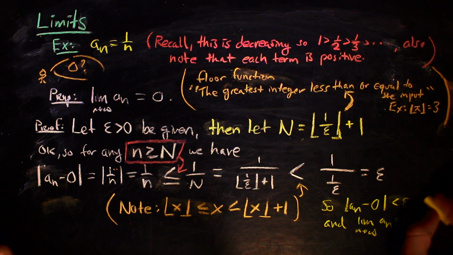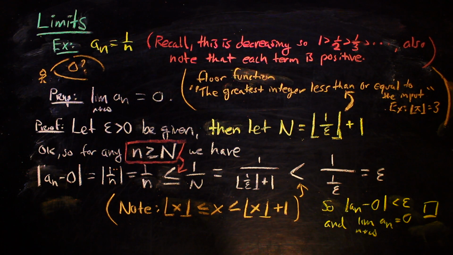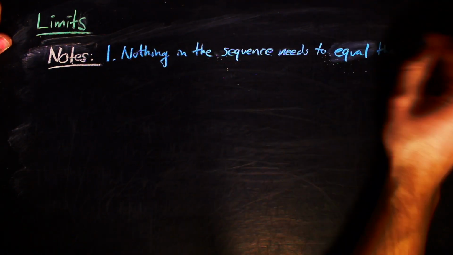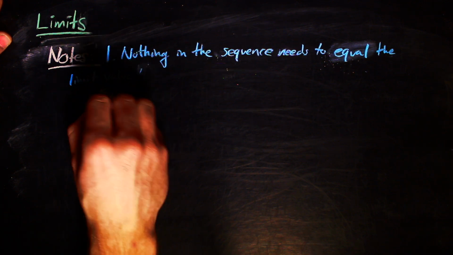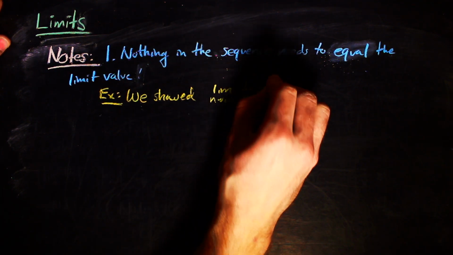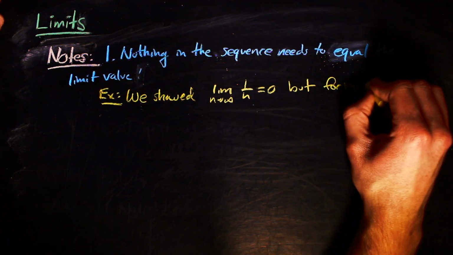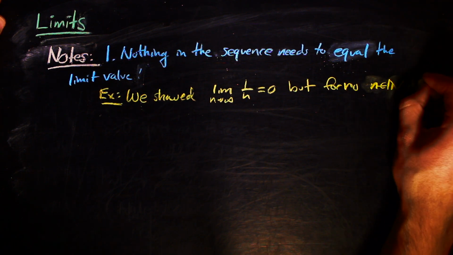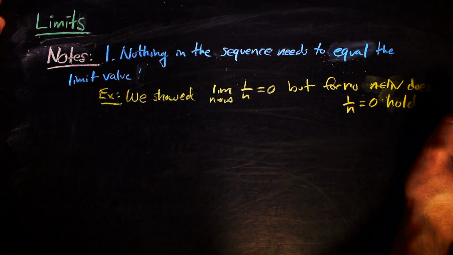But hopefully that should give you a little bit more fleshed out idea of what the definition of a limit of a sequence means and how limit arguments work for sequences. Before we finish up, it's important to note that nothing in the sequence need actually equal the limit value. We just showed that for this sequence, the limit value was 0. However, there is no natural number such that 1 over n equals 0.